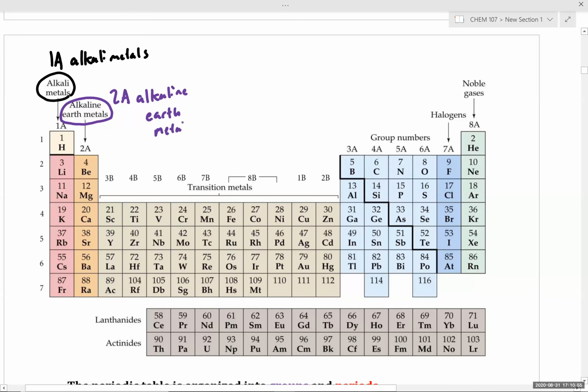Would someone like to give me the symbol for one of our alkaline earth metals? What's an example symbol for one of our alkaline earth metals? Yeah, beryllium, or Be, is a good example of an alkaline earth metal. It's in group 2A. Other examples would be magnesium, calcium, strontium, and barium. Perfect. So everything in this column, everything in this group 2A is an alkaline earth metal.